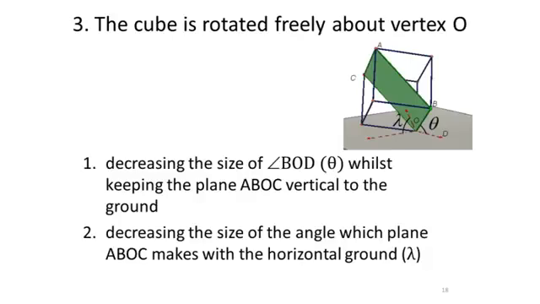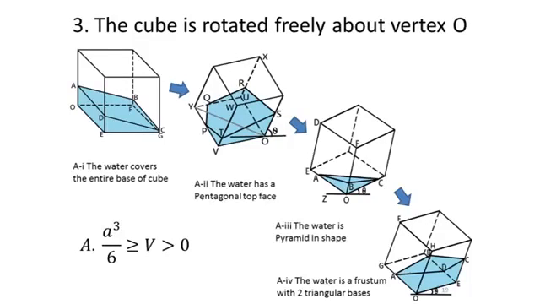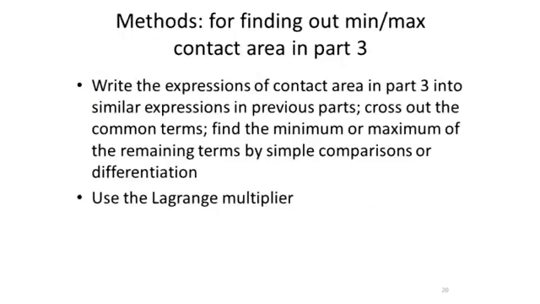In part 3a, when the volume of water is less than a cubed over 6, the shapes are similar to that in part 2a, except that they are no longer symmetrical on the side. The contact areas in part 3 can be written into similar expressions in part 2, and by crossing out the common terms, the minimum contact area can be found by simple comparisons or differentiation, or we use the Lagrange multipliers to solve the expression with three variables.